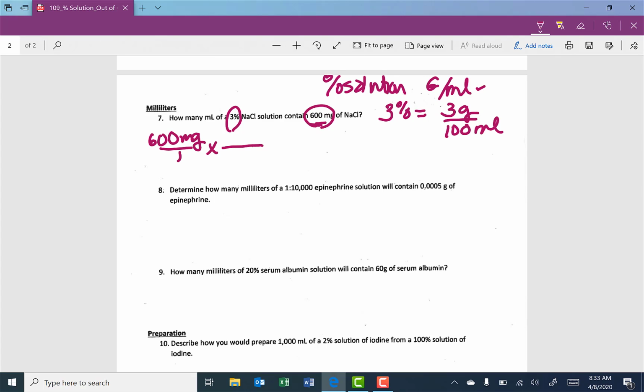Now, think about this problem. Remember, percent solution has to be in grams over milliliters, because if I now try to put in my percent solution here, notice there is no milligrams because I need grams for percent solution. So I can't use this until I change this to grams. How do I change milligrams to grams? You know how to do this.